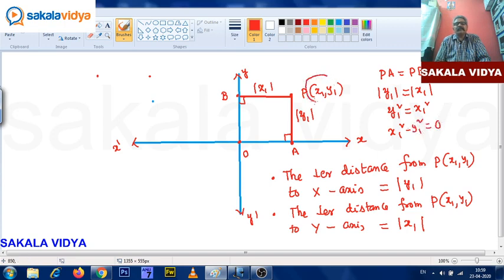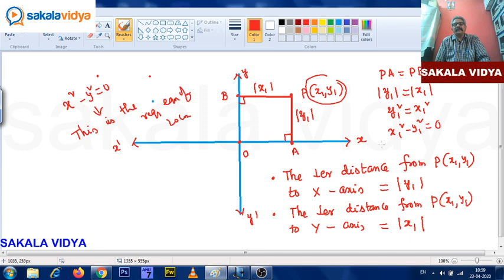This point lies on the curve x square minus y square is equal to 0. This is the required equation of the locus. That means x1 square minus y1 square is equal to 0 means that x1 comma y1 lies on this curve, x square minus y square is equal to 0. So, that is actually the required equation of the locus. So, these concepts you need to remember.